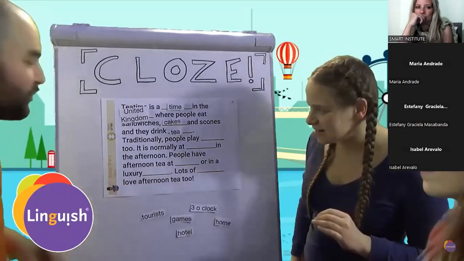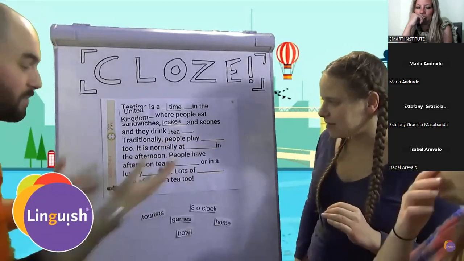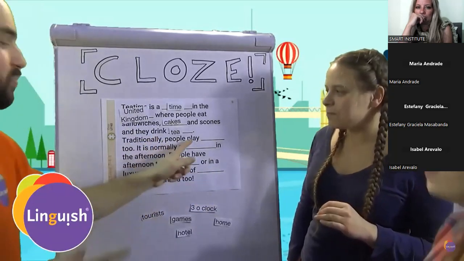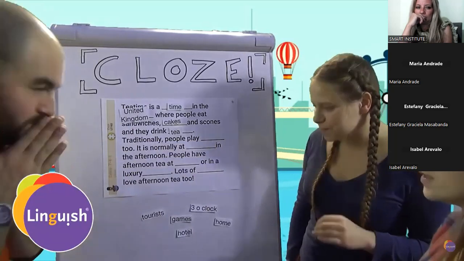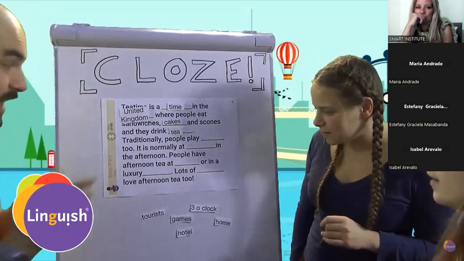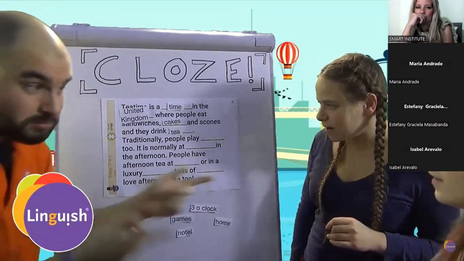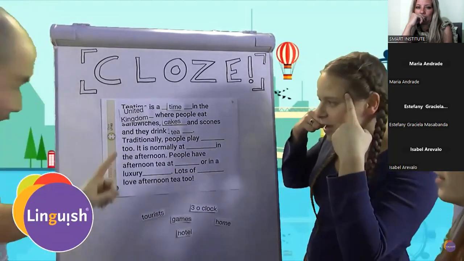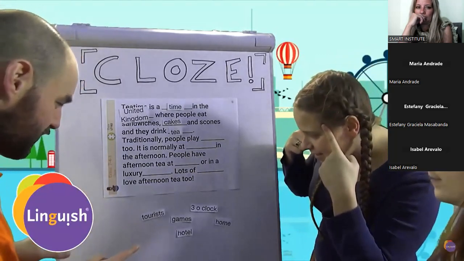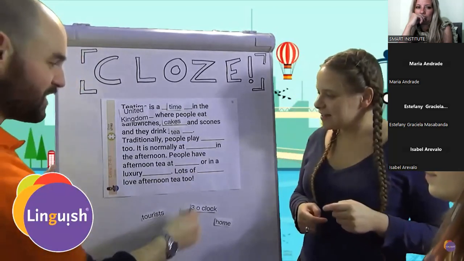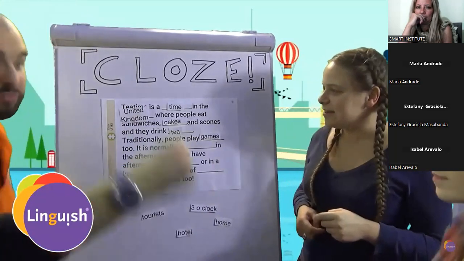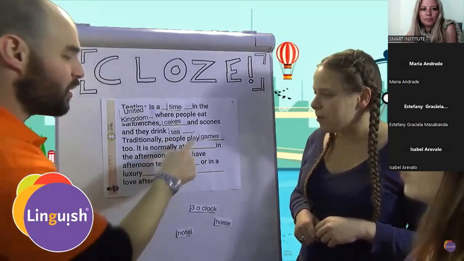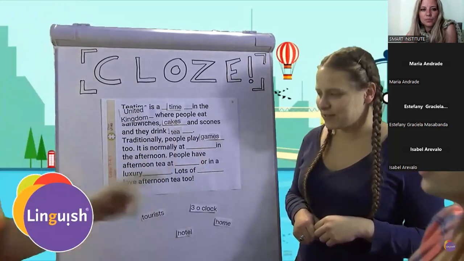Tea. Okay. Traditionally, people play two. What is it? I think I know. Ah, people play games. Excellent. Okay, let's repeat the sentence together. Traditionally, people play games.